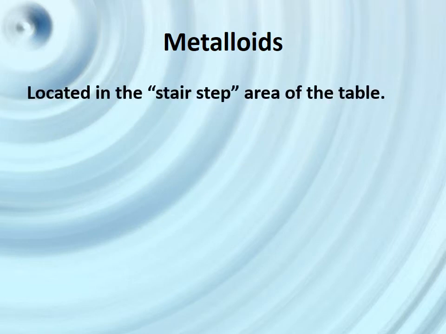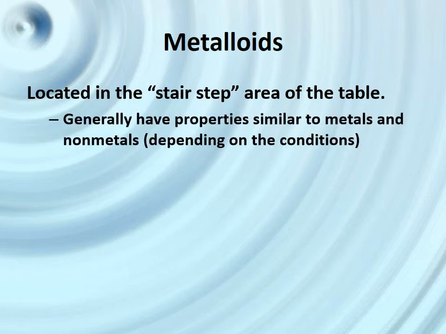Now the metalloids are located in the stair-step area of the periodic table. That's the area between the metals and the nonmetals. Generally, they have properties similar to metals and similar to nonmetals, depending on the conditions that they are experiencing at the time.